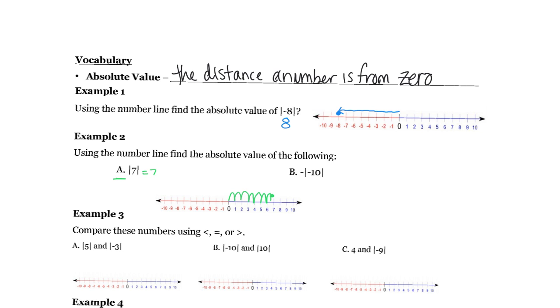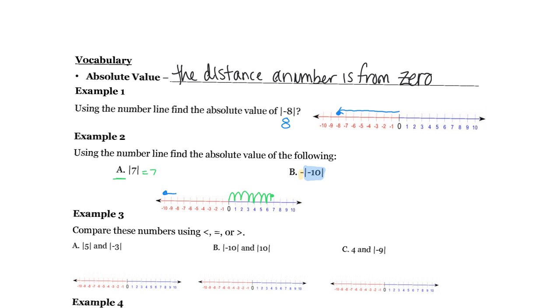Okay. But look at B. B's a little different. There's an extra sign out here. We ignore that until we find the absolute value first. So we have to find the absolute value of negative 10, and then we can focus on that sign out front. So what is the absolute value of negative 10?